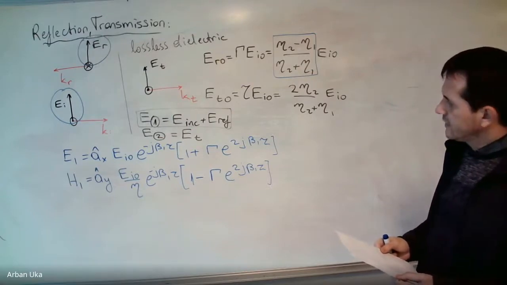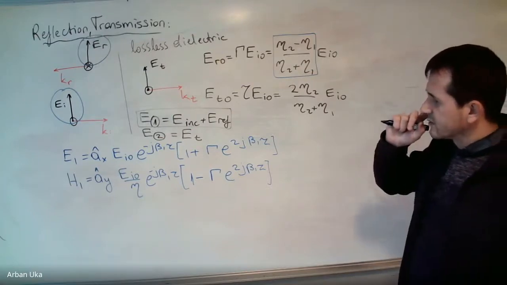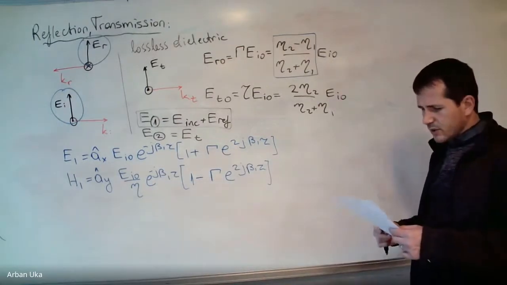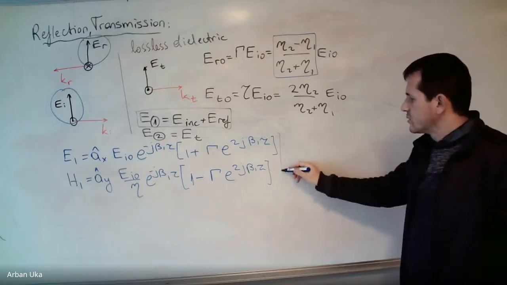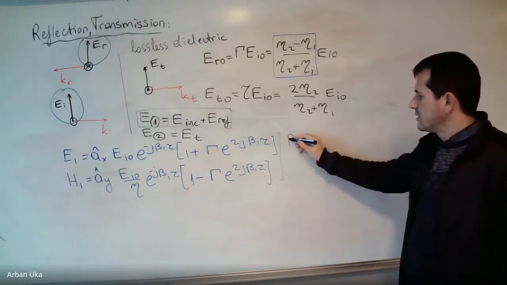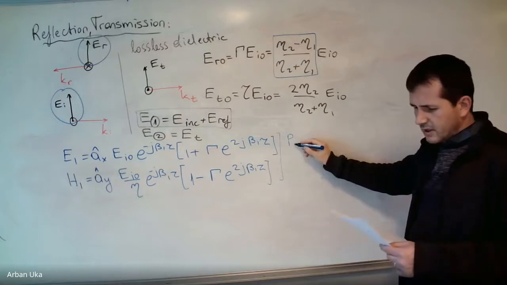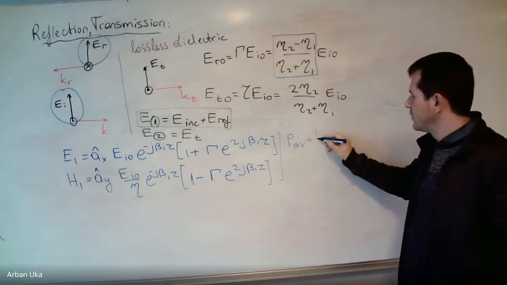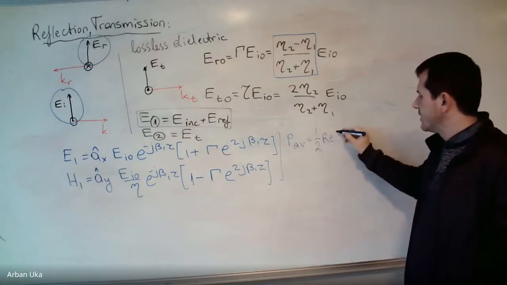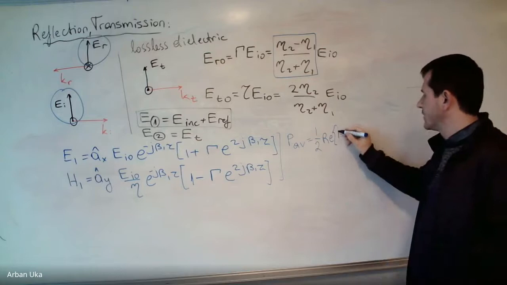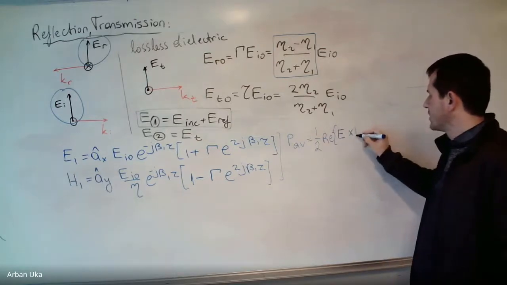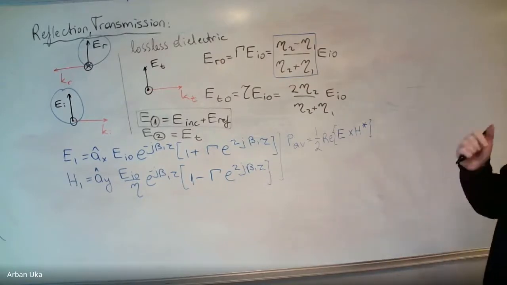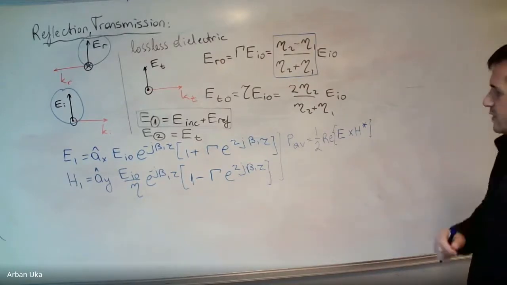So now, given this expression, which is full of complex numbers, okay? We know that we can determine from these two terms the time average power density, and we write it like this. This would be equal to 1/2 times the real part of the cross product of the electric field with the complex conjugate of the magnetic field. Okay. So this is what we need to do now.